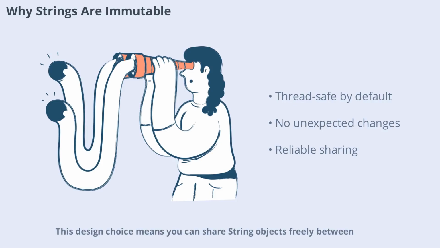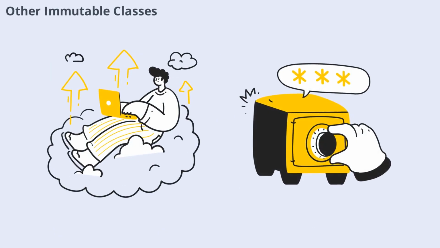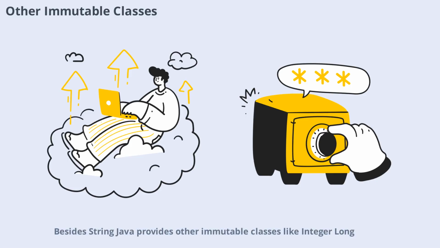This design choice means you can share string objects freely between threads without worrying about one thread modifying the value for another. It's a simple yet powerful feature that underpins much of Java's reliability. Besides String, Java provides other immutable classes like Integer, Long, and BigDecimal. These classes are designed so that their state cannot change after creation. This makes them safe to use in concurrent applications and helps avoid subtle bugs related to shared state.